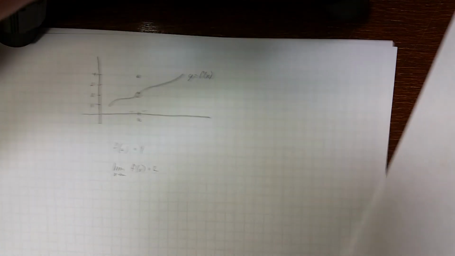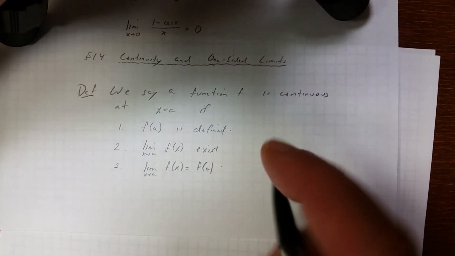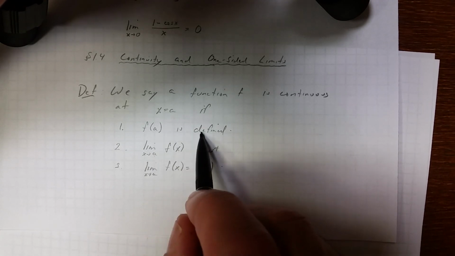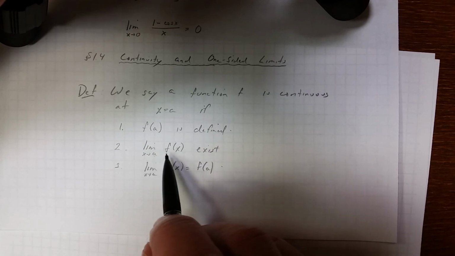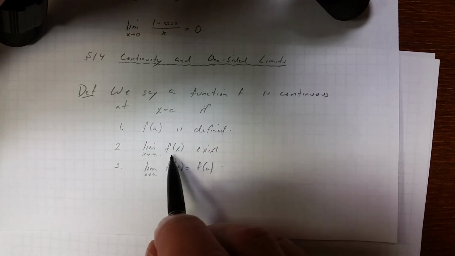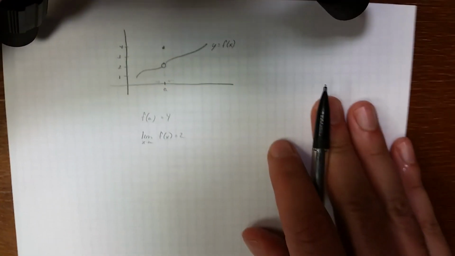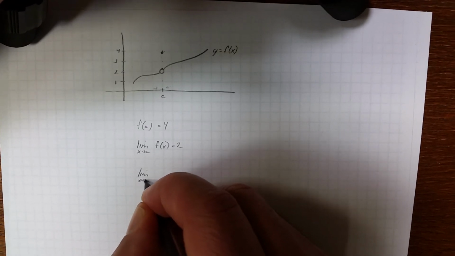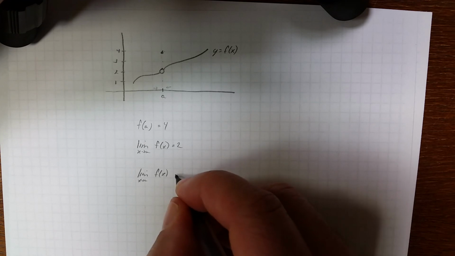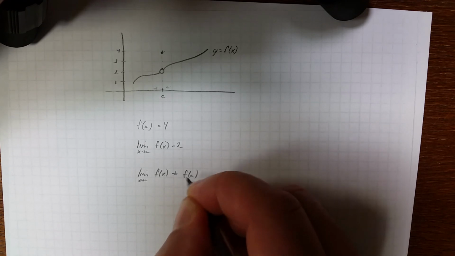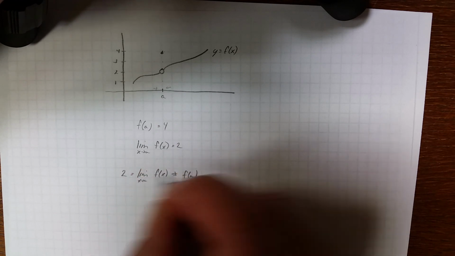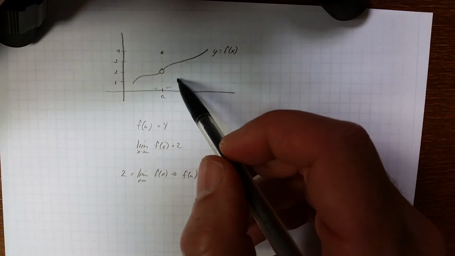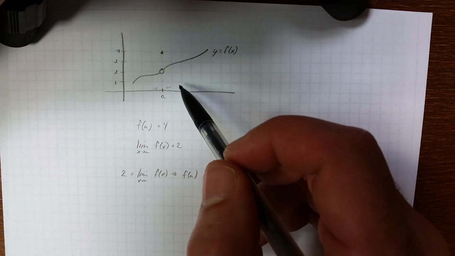So looking back at the definition, we see that this function at x equals a passes the first two parts. f of a is defined, f of a was 4, and the limit as x goes to a of f of x exists, that equals 2. Unfortunately, those two values are not equal. So the limit as x goes to a of f of x does not equal f of a. This one's equal to 2, and this one's equal to 4, and 2 and 4 are certainly not the same. So this is one way a function can fail to be continuous, and we're going to see other ways during our next lecture.